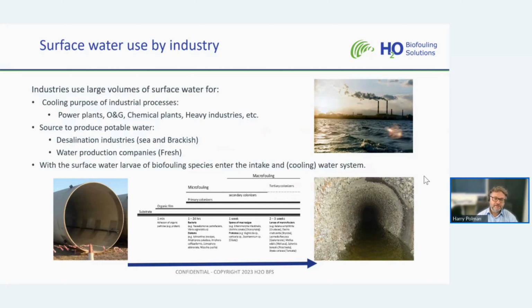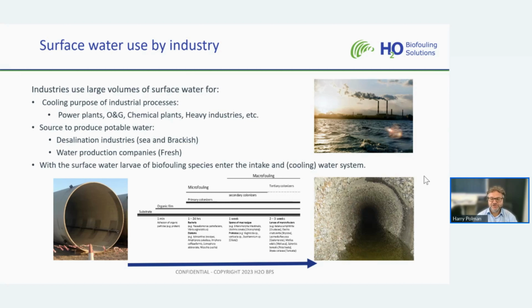Getting back to the topic, biofouling is a topic which is all related to surface water used by industry. Industries use large volumes of surface water, either for cooling, in a power plant, an oil and gas installation, chemical plant, or heavy industries, or as a source to produce potable water, like desalination industries or water production companies. When the water enters the utility and pipework at an intake, going through the process of condensers and heat exchangers, together with the water, biology also enters the system.